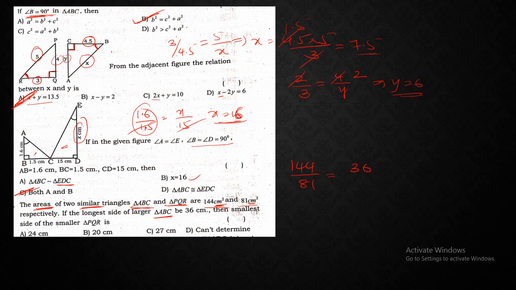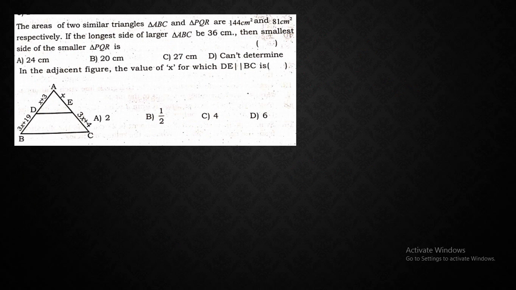So we can't. Clearly, what we can say? We can't determine such a condition, because if the longest side of the second triangle is also given, then we have a chance to find out the longest side of triangle PQR, but we can't find the shortest side, right? So the answer is can't be determined. Next, moving on to one more question. What has he given? The same question again repeated. So the side of smaller triangle PQR we can't find. Next, moving on to the next question.